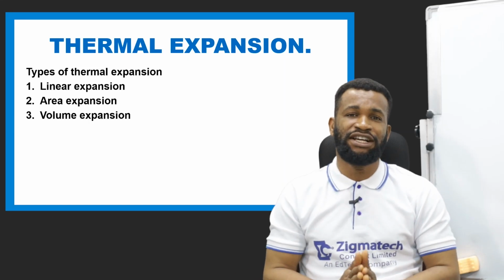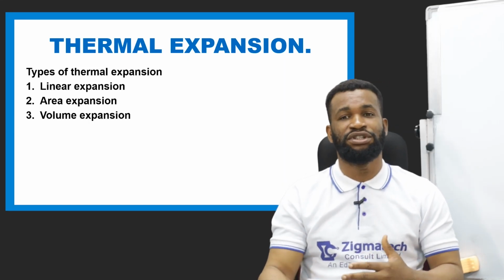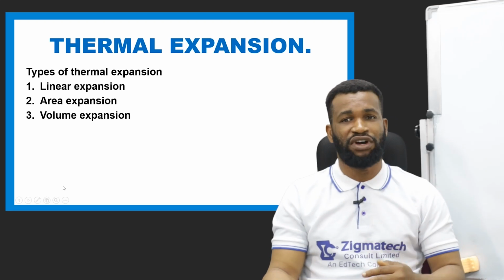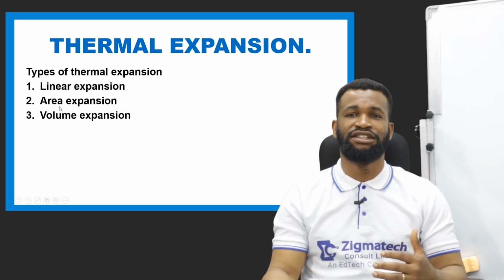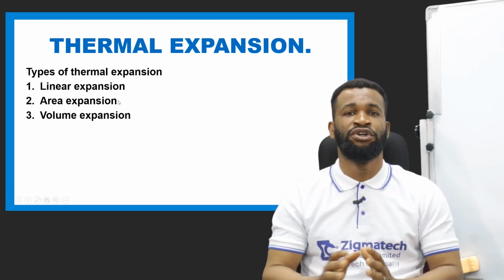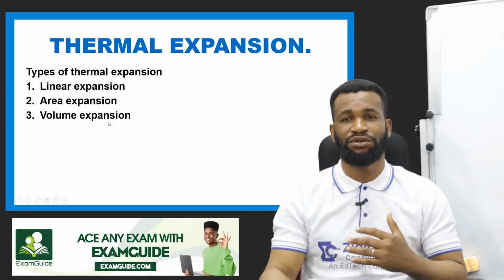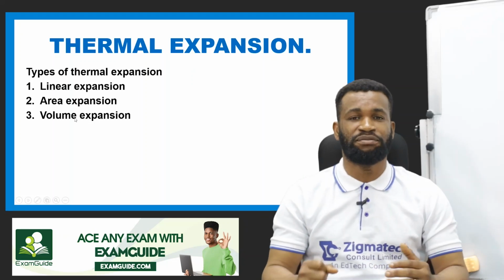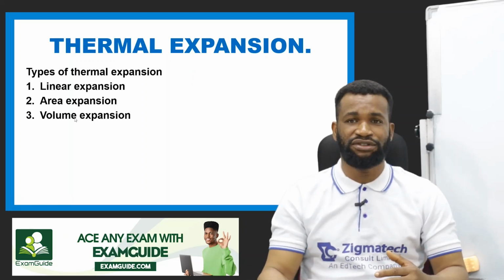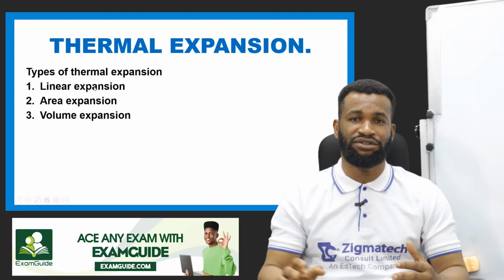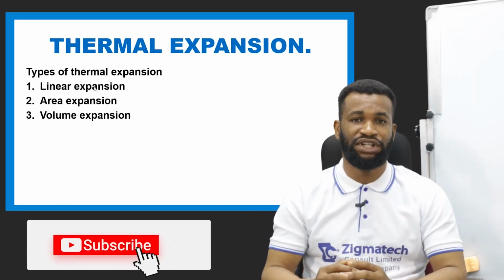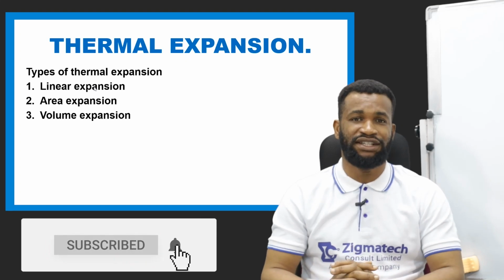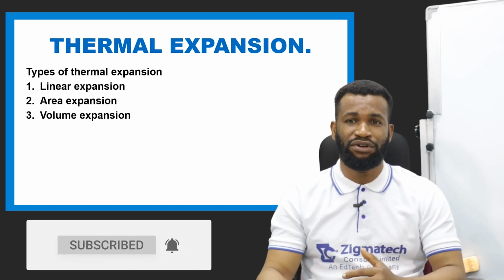Now, there are different kinds of thermal expansion. The first one is called linear expansion. We also have area expansion, and we have volume expansion. Sometimes they call the area expansion superficial expansion, and sometimes we call volume expansion cubic expansion. But the one we call linear expansion is just an increment in the length of a substance, especially metals, when heat is applied. And the same thing happens with area.